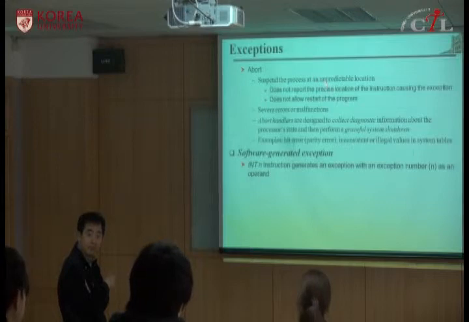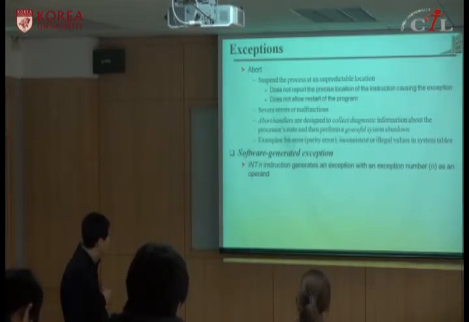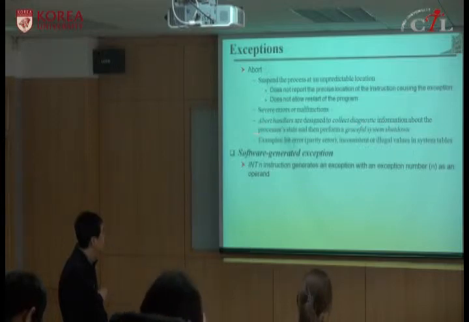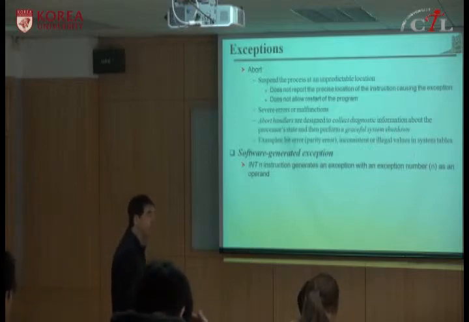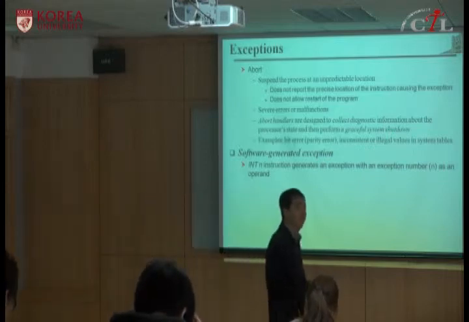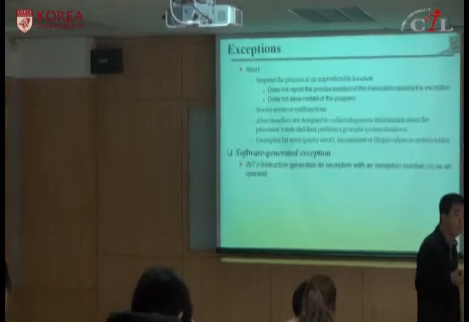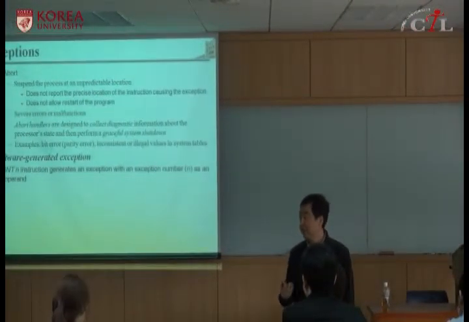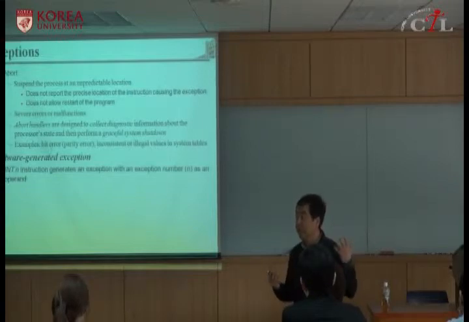Something very substantial happened. And the exception handlers are called abort handlers. They collect diagnostic information about the processor state, and they perform a graceful system shutdown. Let's say there is a parity error. It can be a transient error. Transient error means if you reread the bank, next time the error disappears and it's okay. Then you can go back.